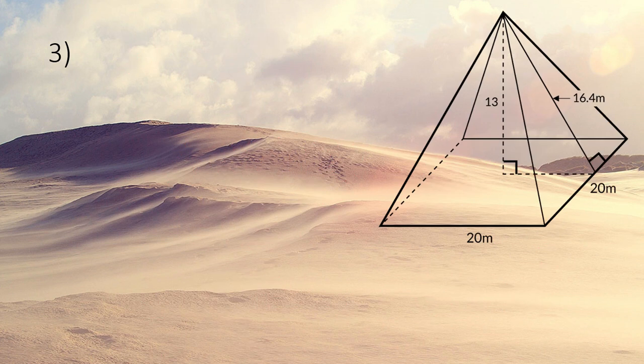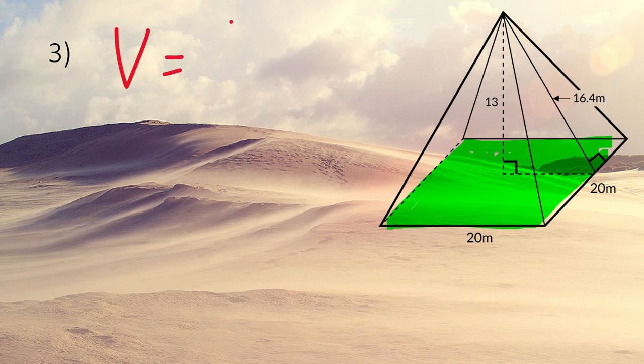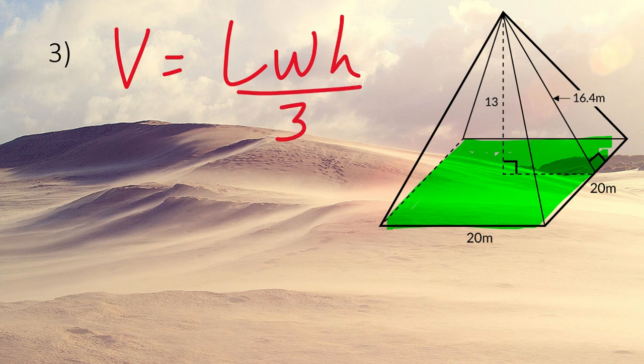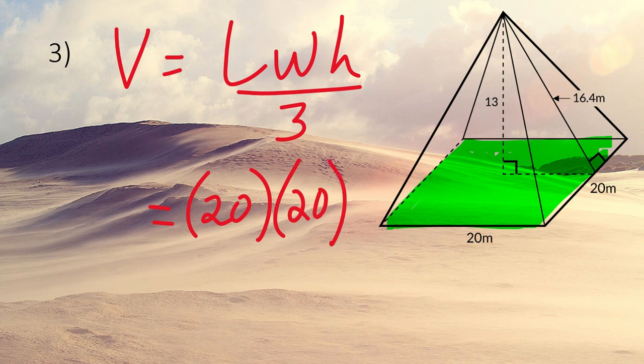And the last one. Maybe you can pause the video and try to do this yourself, and then you can hit play and work it out with me after. Okay, another pyramid. There's some extra lines and extra numbers, but don't get confused. This is the base, and the base is what we will use to get the length and the width, right? So the length, well, volume equals length times width times height divided by 3. Length is 20. Width is 20.